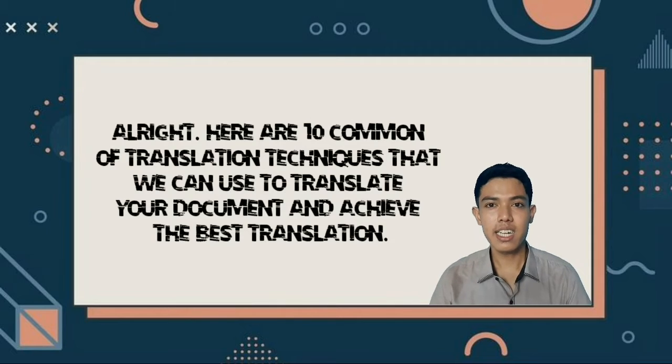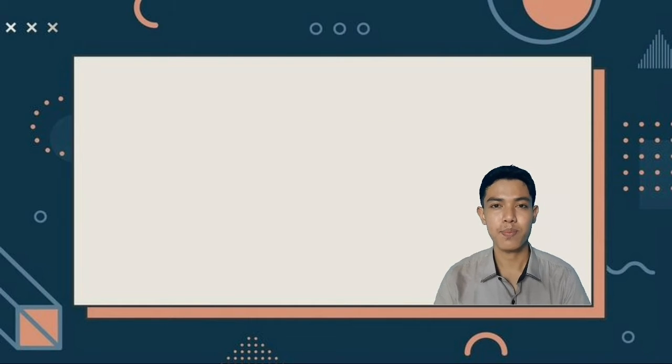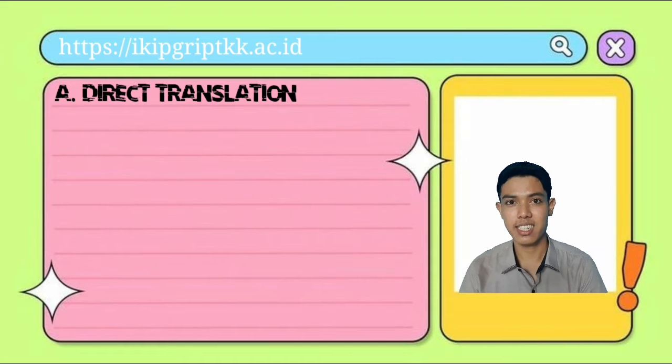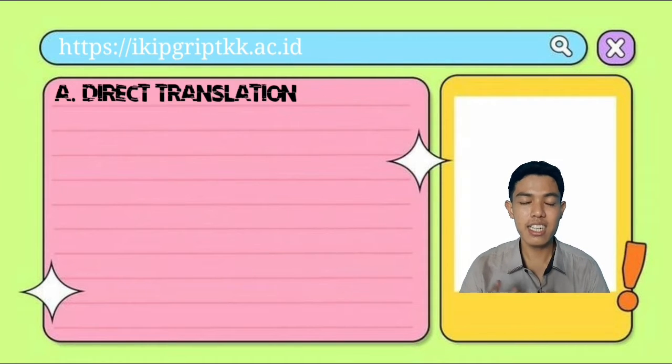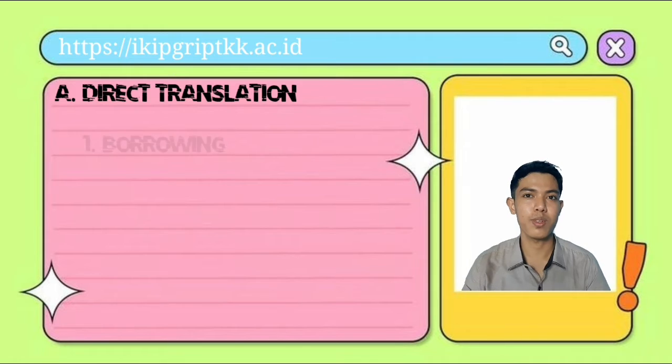Alright guys, here are 10 common translation techniques that we can use to translate your document and achieve the best translation. We start from direct translation. In direct translation, we have 3 techniques. The first technique in direct translation is borrowing.